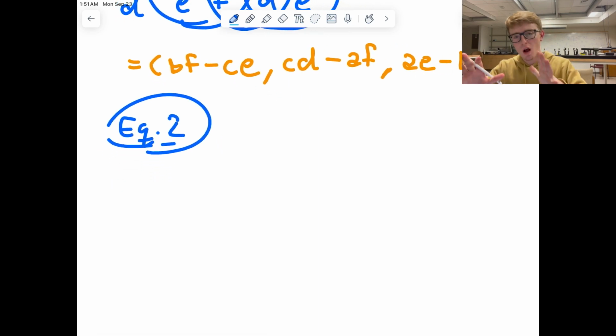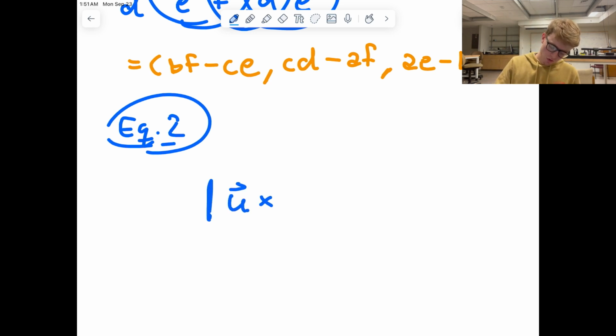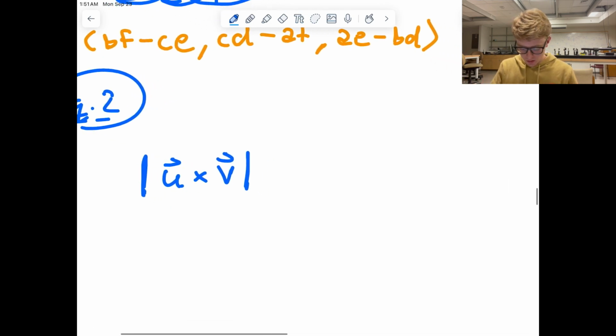We're going to just talk about the magnitude of the resultant vector. So let's say I cross these two arbitrary vectors u and v. Notice the notation there with the little arrows above my variables. That's the notation for a vector. Okay, so that's important just to keep everything readable when you're writing these things out.